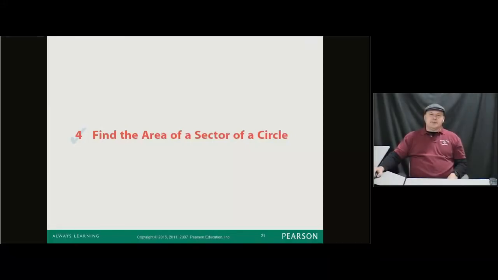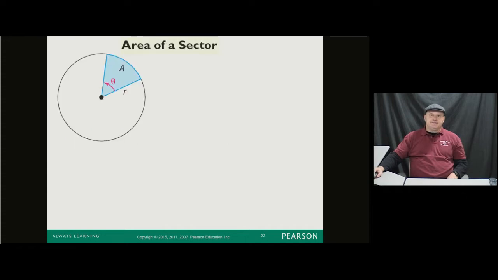Hello, in this discussion we'll be talking about the area of a sector of a circle. So let's begin. The sector is kind of like the whole piece of the pie, the whole blue area in that picture. A is the area of that sector, theta is the angle formed by the two radii, and R is the radius.